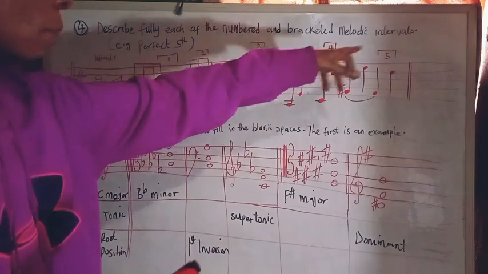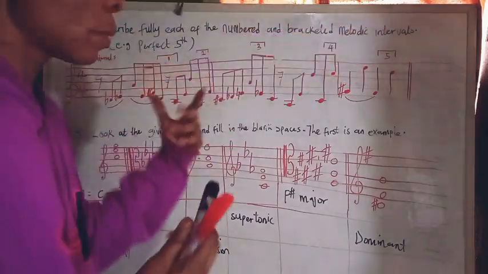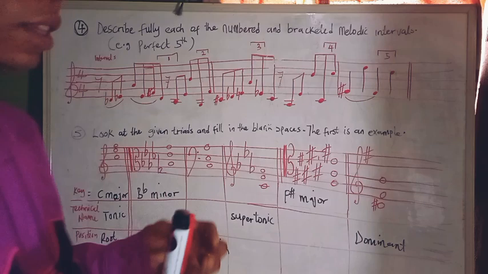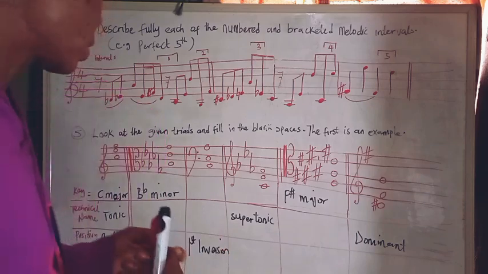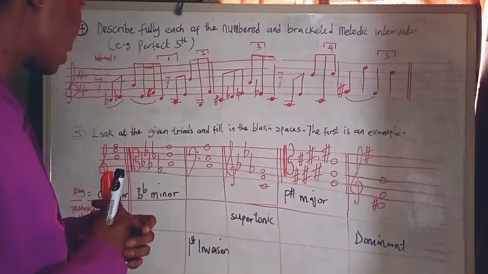Describe fully each of the numbered and bracketed melodic intervals. For example, perfect fit. So that's what you have to do. Intervals are the distance between two notes. And here is a melodic interval.